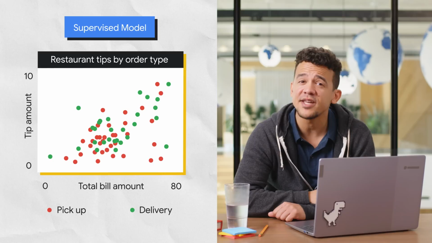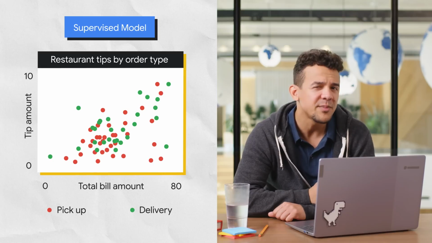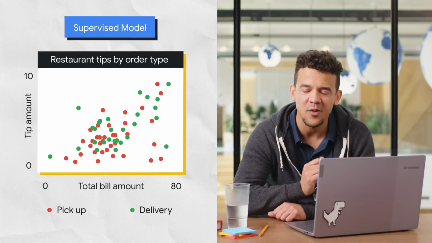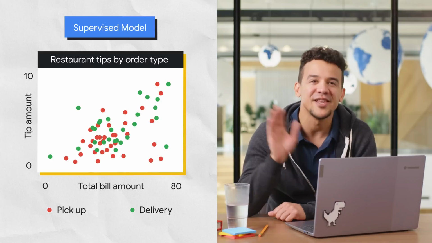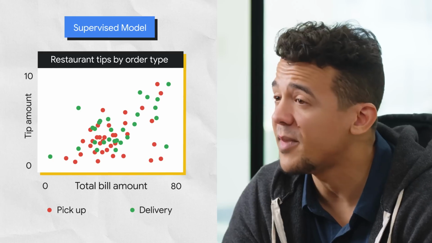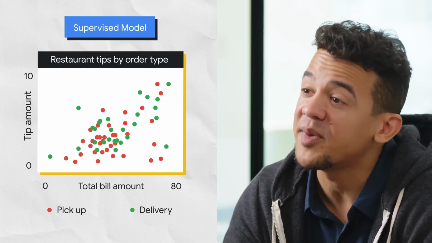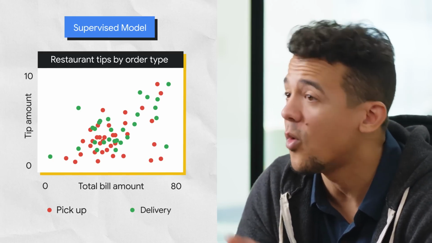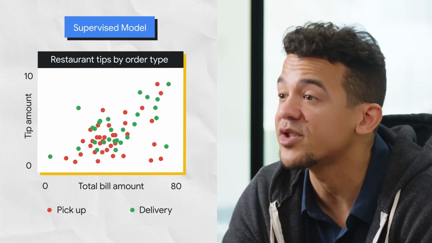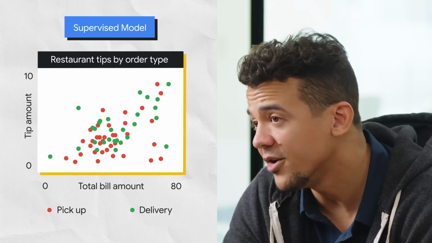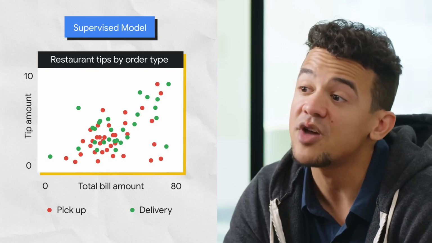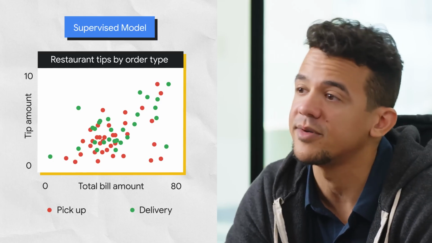For example, let's say you're the owner of a restaurant. What type of food do they serve? Let's say pizza or dumplings. No, let's say pizza. I like pizza. Anyway, you have historical data of the bill amount and how much different people tipped based on the order type, pickup or delivery. In supervised learning, the model learns from past examples to predict future values. Here, the model uses the total bill amount data to predict the future tip amount, based on whether an order was picked up or delivered.